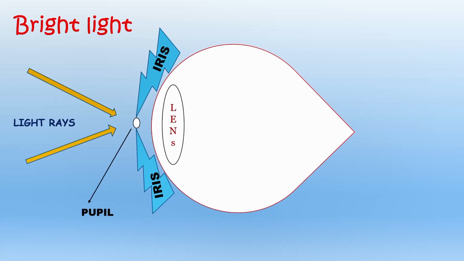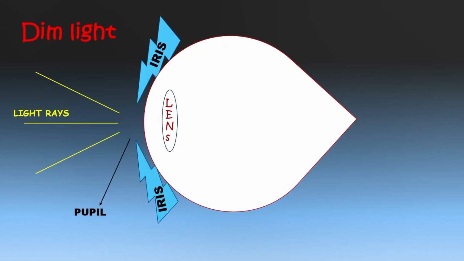Now what is the function of this aperture? During bright light, the muscles of the iris constrict. As a result, the pupil becomes small, making less light enter inside. In case of dim light, the muscles of the iris relax. As a result, the pupil becomes large, allowing more light to enter inside.